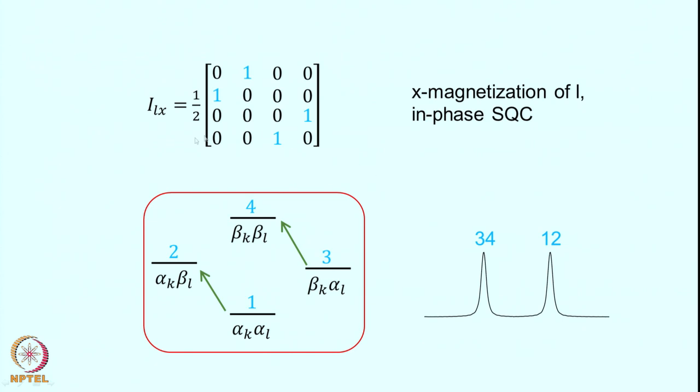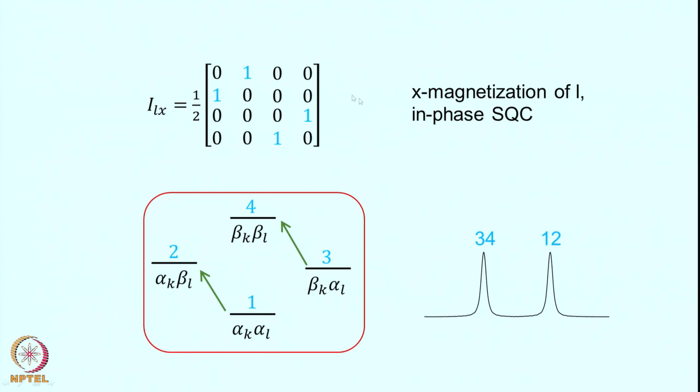Now if I take the other one, ILX, these elements are non-zero. What are these? This is 1, 2. 1, 2 is this and 3, 4 is this. Okay. Now here it is the L spin which is flipping, the K spin is constant. That is why these are the L spin coherences. So once again, this implies X magnetization of the L spin, which is in-phase single quantum coherence.